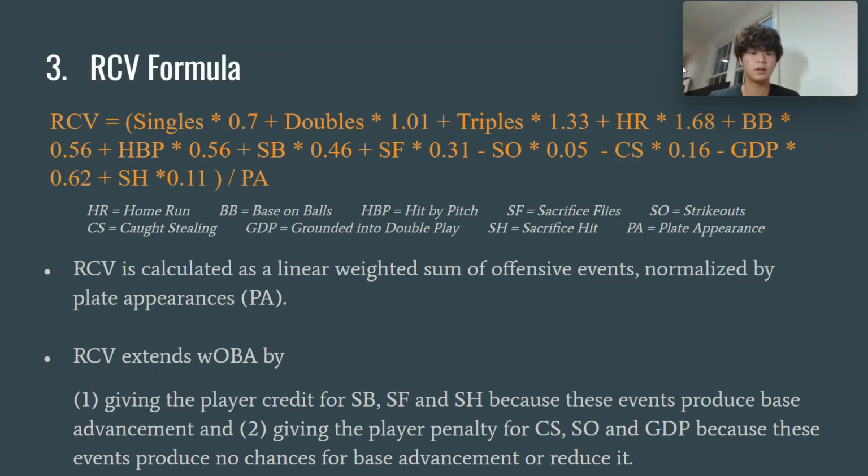Here's the formula used to calculate RCV. RCV is calculated as a linear weighted sum of offensive events normalized by plate appearances. Unlike wOBA, RCV includes stolen bases, sacrifice flies, and bunts as positive contributions, while penalizing strikeouts, caught stealing, and double plays. These additions reflect events that either advance runners or reduce scoring opportunities.